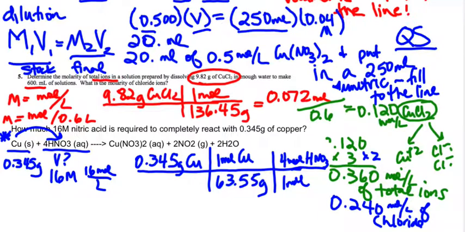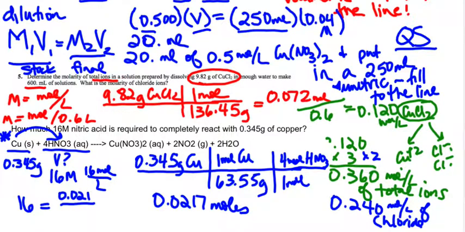If I stop at moles, what does that do for me? Don't I know the molarity? If I know the molarity and I know moles, what can I figure out? Liters. Exactly. So go ahead and tell me how many moles of nitric acid. 0.0220. 0.0217 moles. All right, 0.0217 moles. I can then solve for liters of nitric acid.